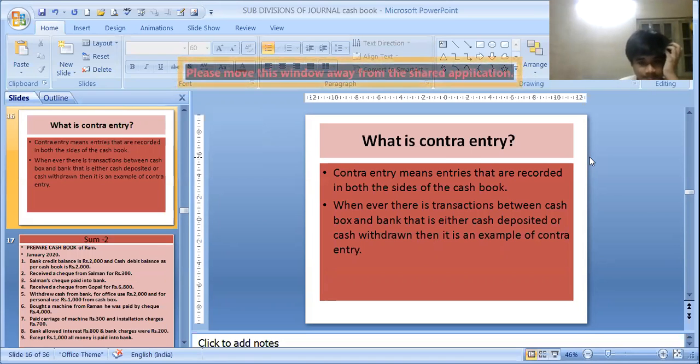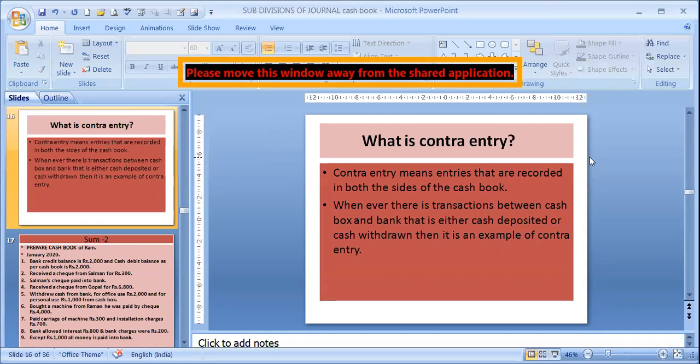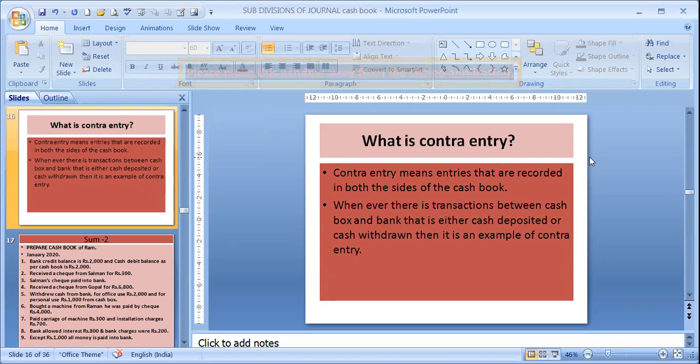Double column means cash account and bank account together. That is the meaning of double column cash book, where cash and bank, both columns will come together. Now, whenever there is a transaction between cash book and bank, that is either cash deposited or cash withdrawn, then it is an example of contra entry. Understood?